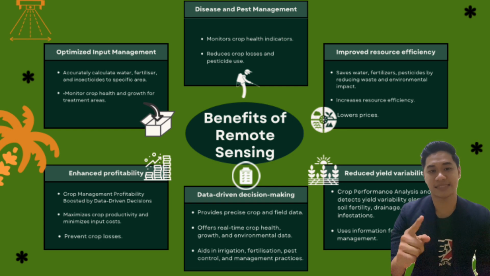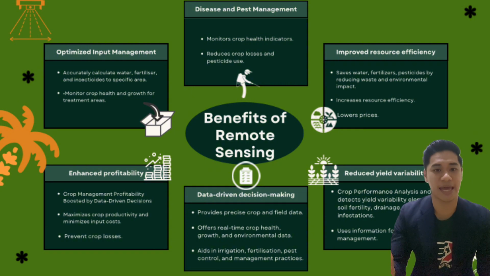Second, disease and pest management. Monitor crop health indicators. Also reduce crop loss and pesticide use. Third, improve resource efficiency. Can save water, fertilizer, and pesticide by reducing waste and environmental impact. Also increase resource efficiency and lower costs.